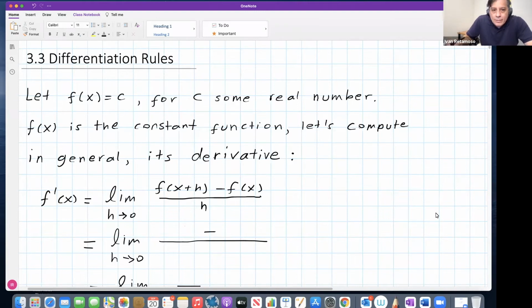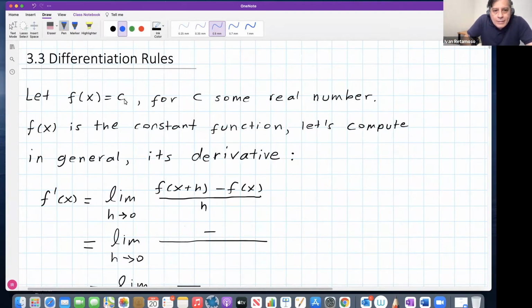But for that, we have to start with a basic fact. We have to figure out what is the derivative of the constant function. The constant function looks like this: f of x equals c, where c is some real number, positive or negative. f of x is a constant function. Let's compute in general its derivative.